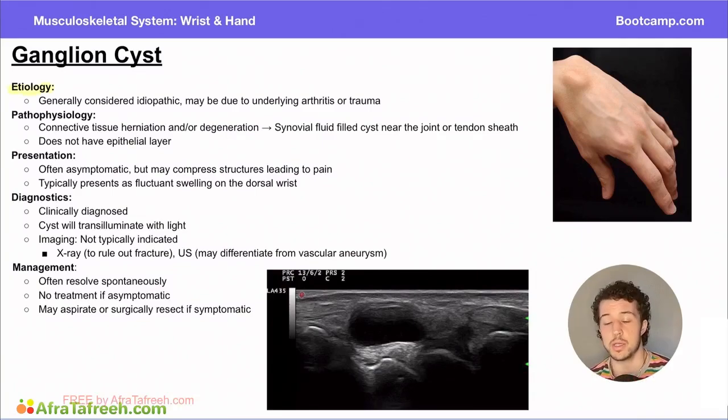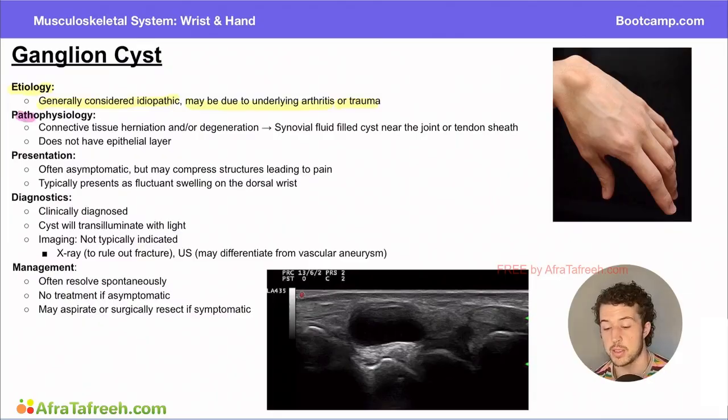So this is generally considered idiopathic. We're not exactly sure what causes the fluid to start to build up in the hand, but it may be due to underlying arthritis or trauma. This is something that's more commonly seen in patients with something like osteoarthritis, so there's an association there.